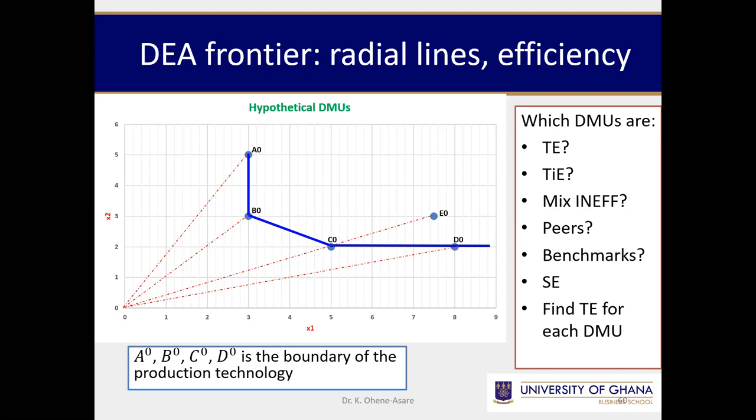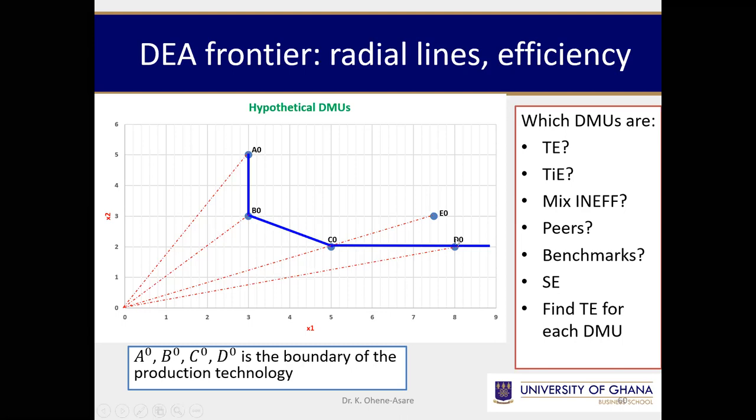Because to be efficient properly, if you look at D, for D to be efficient, it would have to remove some of the inputs. Even though we call it efficient, it's not strongly efficient. So for it to be efficient, it will have to reduce some of the input X1 from 8 to 5. And mind you, most of the time, these firms that are weakly efficient are weakly efficient on one of the inputs or one of the variables, but not necessarily on all.